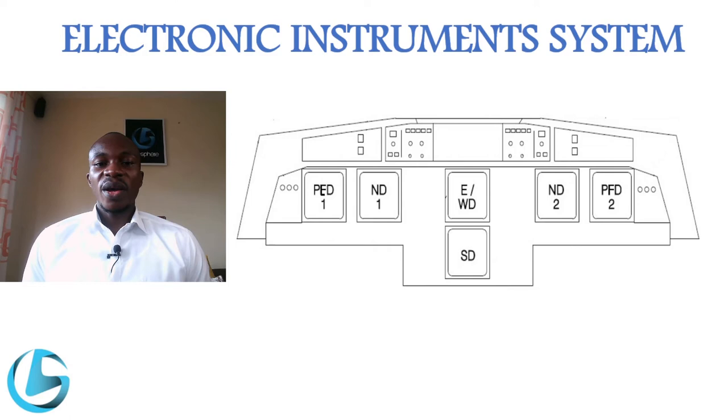As you can see on this diagram, we see the two displays for the captain. We have one PFD and we have one navigational display. On the first officer's side, we also have one PFD, primary flight display, and a navigational display. The ECAM, we have one on top and one on the bottom. The top one is called the engine and warning display, and the second one is called the system display. So these are the displays that are found on an electronic instrument system on the A320.